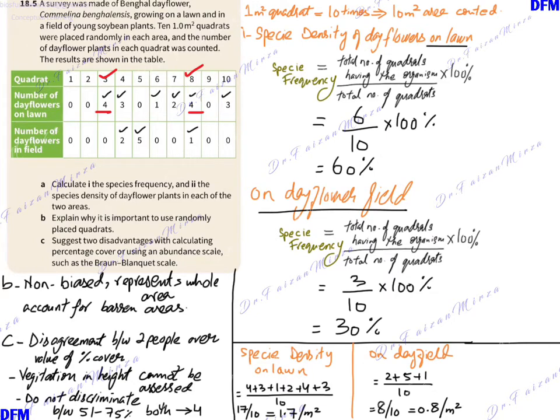In the field, the day flowers in the field. How will you calculate the species density? You'll just add the values and divide them by the total area. You will get it for the lawn. You will add the total values and just divide by the total area. You get it for the field. So it comes out to be 1.7 per meter squared or 0.8 per meter squared accordingly.